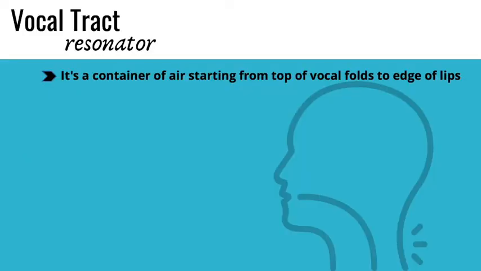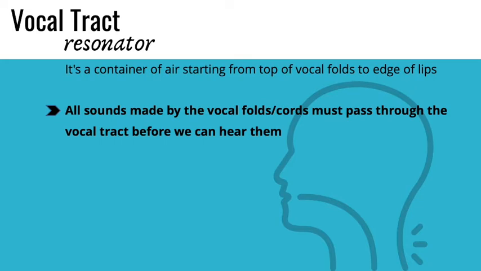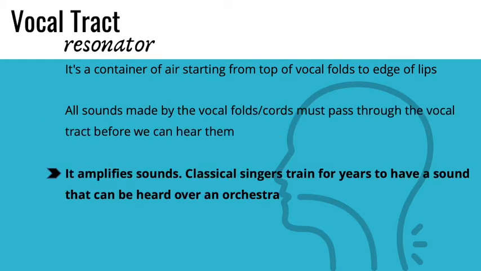So let's talk about the vocal tract, or your resonator. It's a container of air starting from top of the vocal folds to the edge of the lips. All sounds made by the vocal folds or vocal cords must pass through the vocal tract before we can hear them. The vocal tract amplifies your sound. Classical singers train for years to have a sound that can be heard over an orchestra with no microphone.